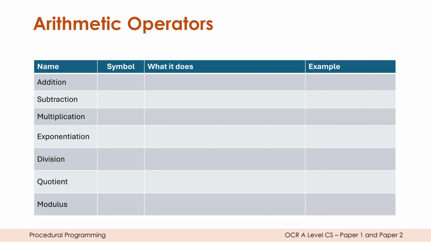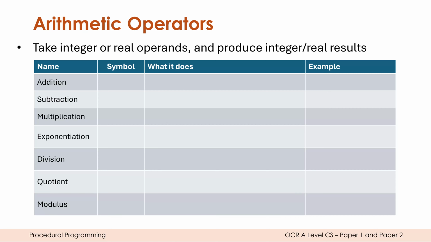Let's now have a look at the operators you've got to know about for OCR A-level, starting with the ones relating to maths, the arithmetic operators. Formally, they take either integer or real operands and produce either integer or real results. As a reminder, the operands are the data in an instruction. In this case, the operator goes in the middle of the two. And like I say, the operands are numbers here and it produces a number result.